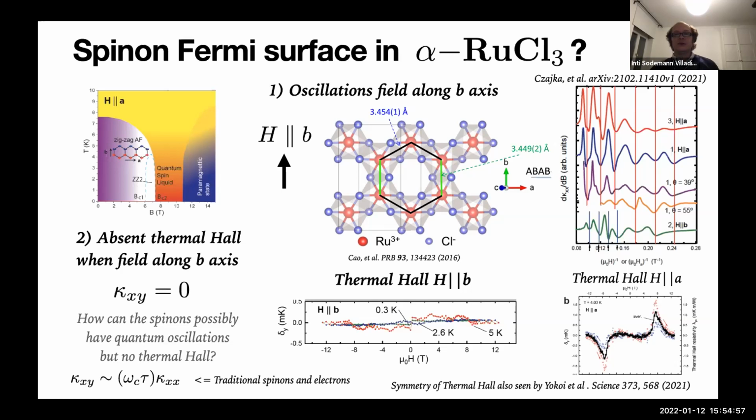Yeah, so I should say, just as a disclaimer, I don't have a precise picture of what is the microscopic meaning of the magnetic field in alpha ruthenium chloride, okay? So I just have, at the moment, something that looks like a possibility. But the picture is as follows.